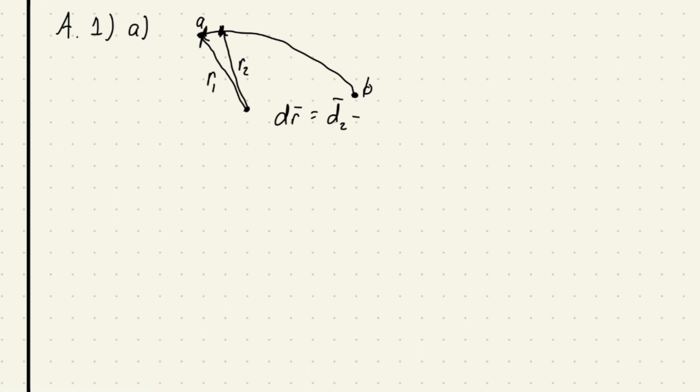It is d2 vector minus d1 vector. But in a sense, what it's doing is it's telling us to integrate along this path. And this is what we would call a path integral. And it is really important that we understand that this is called a path integral, and this is just not regular integration.